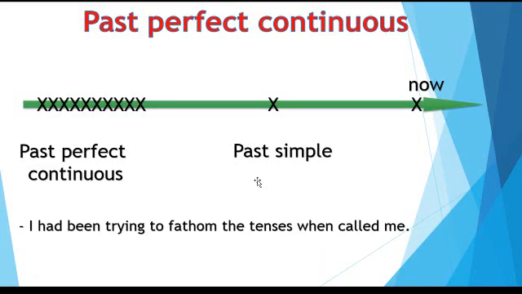There is a mistake there anyway. I had been trying to fathom. Fathom means to understand or to grasp the tenses when she or he called me. So I had been trying. By the way, I don't try to go over the forms in these usages because I think you know the forms of the tenses and their aspects. I had been trying to fathom the tenses before he called me or when he called me.